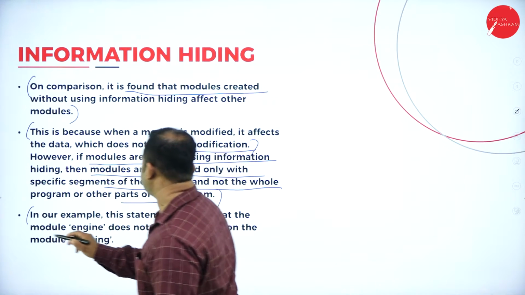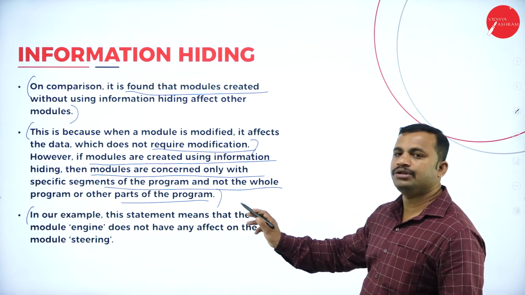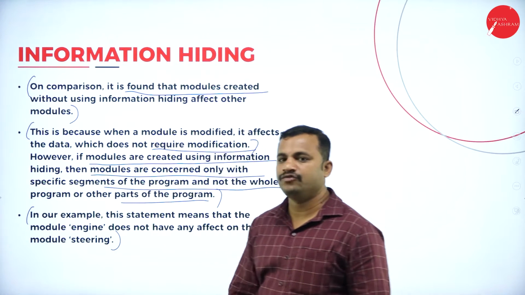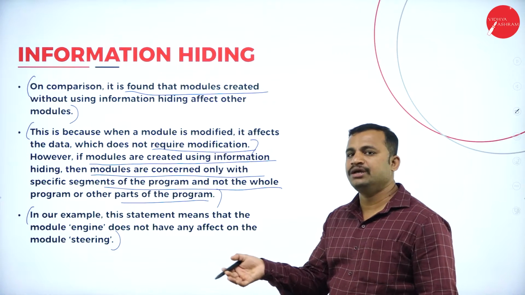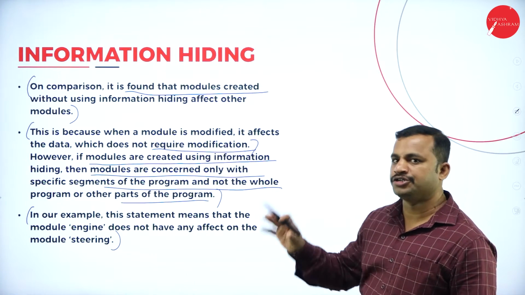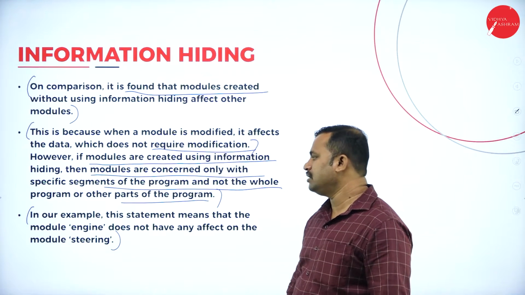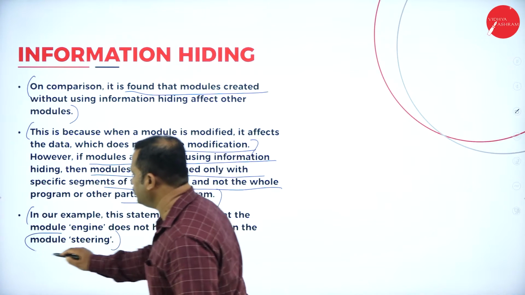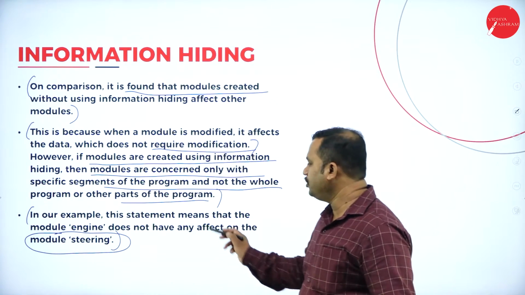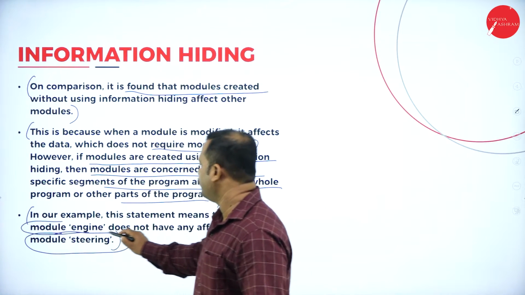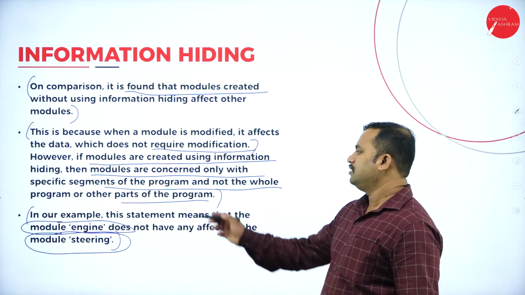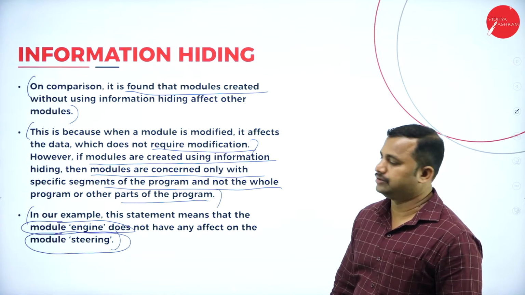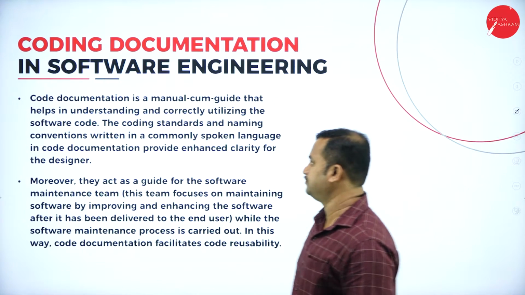In our example, we have this statement which means that the module engine does not have any effect on the module steering. We have two modules here. One module is engine and the other module is steering. We have two functions here. And all these modules come into the picture. Then which are the modules that are not relevant for the user? Steering. The module engine may be required for him. Then the module which is not relevant for him shall be hidden from the user. That is the main thing you need to notice here.